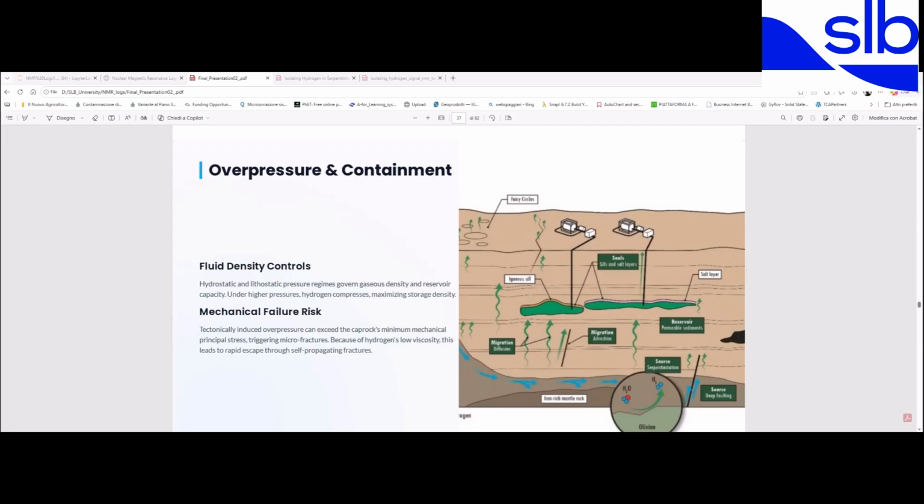Overpressure and containment. The fluid density, hydrostatic and lithostatic pressure regime governs gaseous density and reservoir capacity. Under high pressure, hydrogen can be compressed, maximizing storage density. So you have some leakage from what will be stored. Tectonically induced overpressure can exceed the cap rock's minimum principal mechanical stress, triggering microfractures, and the microfractures can drive the diffusion of hydrogen. Because hydrogen has low viscosity, this leads to rapid escape through self-propagating fractures.